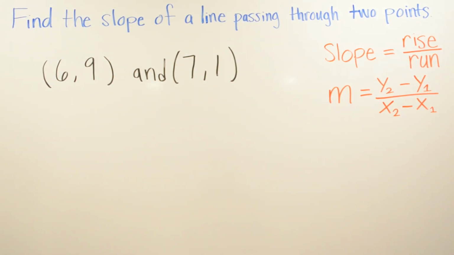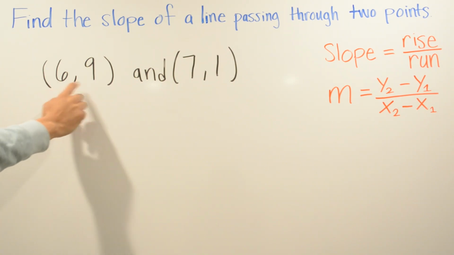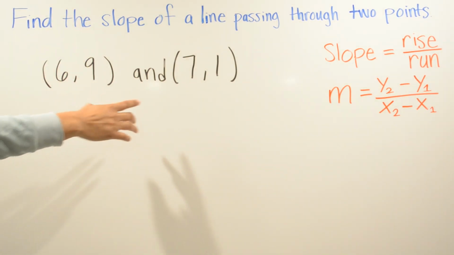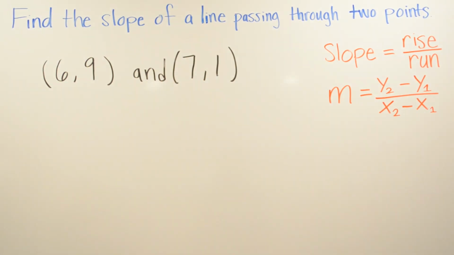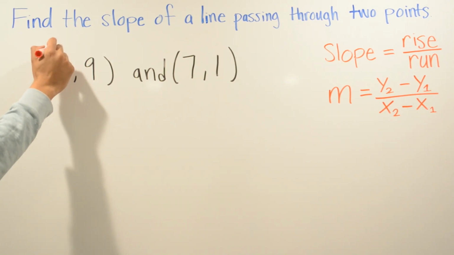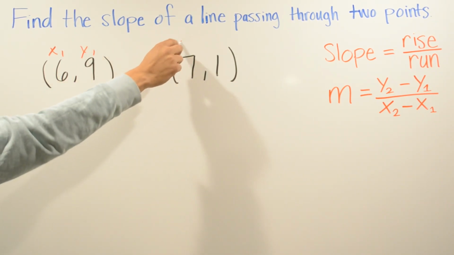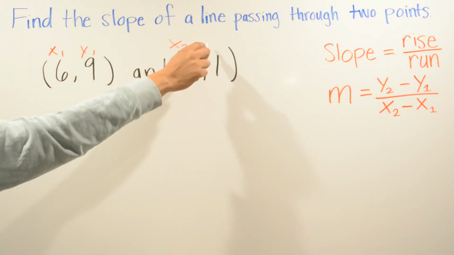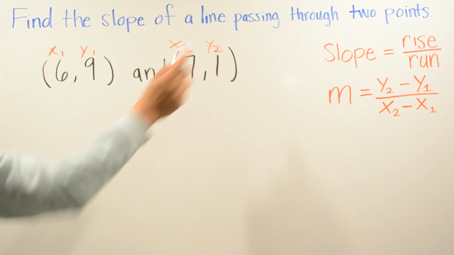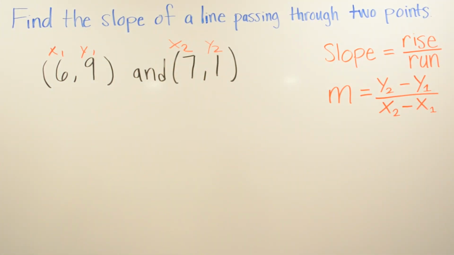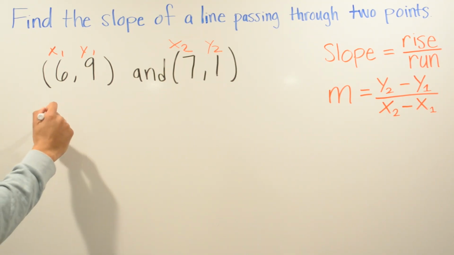In this example, we're going to be using 6, 9, and 7, 1 for our 2 points. So once again, you don't have to do this, but you can label it so you won't get confused. On top of the 6, write x1, y1, x2, y2. Then put in the formula for the slope.